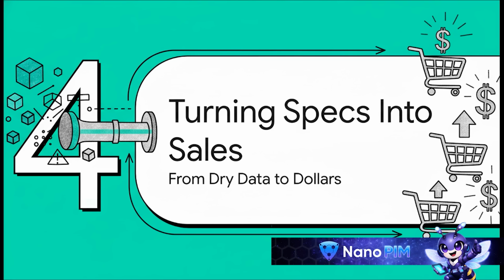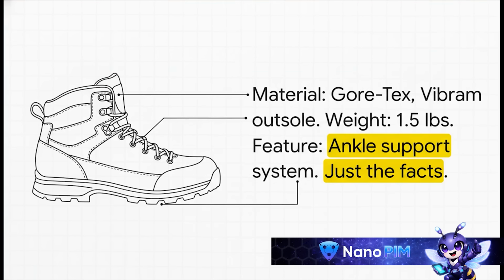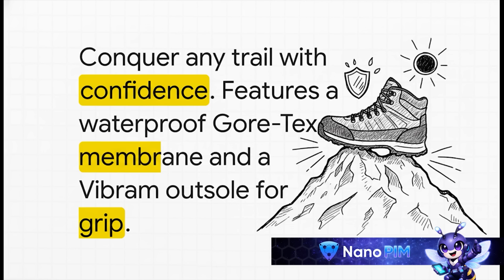It's about how we transform those dry technical facts into compelling copy that actually makes someone want to click that Buy Now button. So take a look at this typical before scenario. Let's say we're selling a hiking boot. The spec sheet just lists the facts. Material, Gore-Tex, Vibram outsole. Weight, 1.5 pounds. Feature, ankle support system. I mean, to an engineer, that's great info, but to a regular shopper, it's just a boring list of words. And now, check out the after.